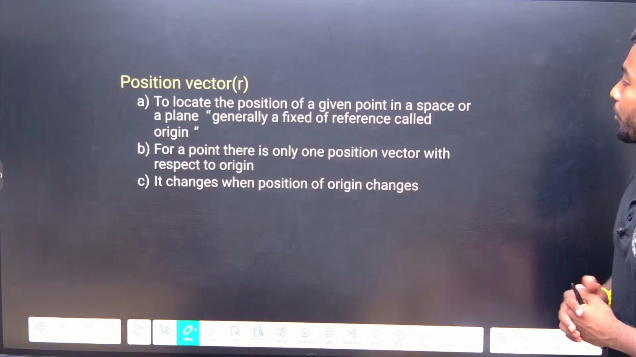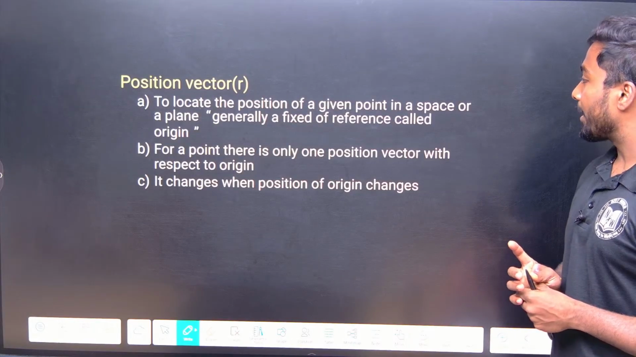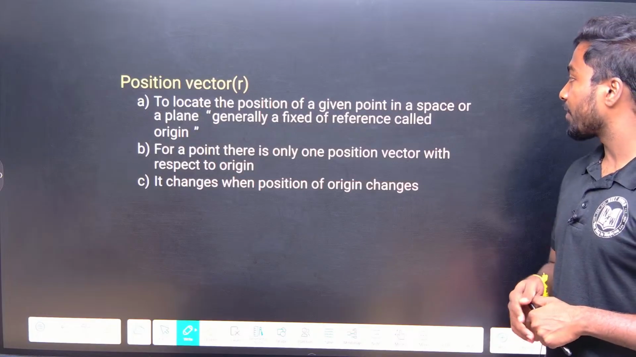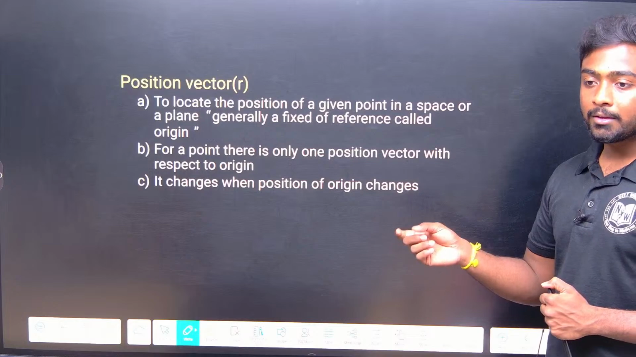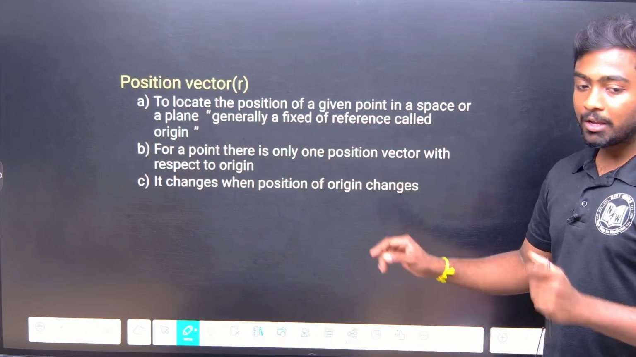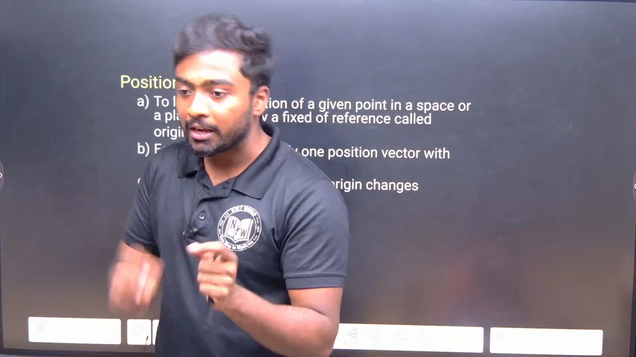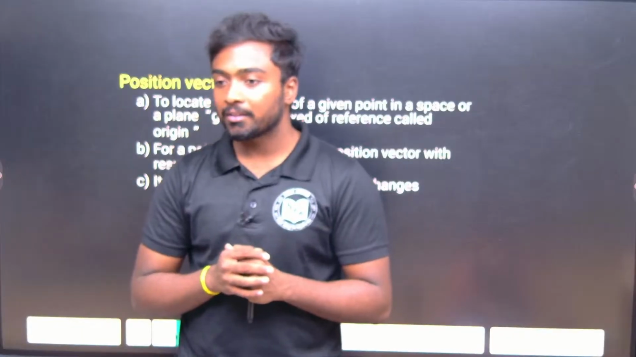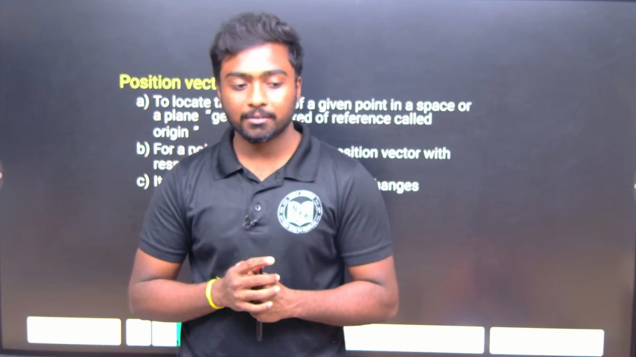Okay. So position vector. To locate the position of a given point in a space or a plane, generally a fixed reference called origin is used. So origin is 0, 0, 0. For a point there is only one position vector. If I consider a point A, there will be only one position vector. If I change that point somewhere else, the position vector changes, which means displacement happens.